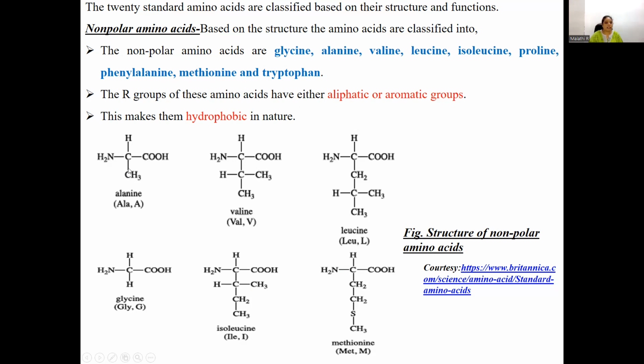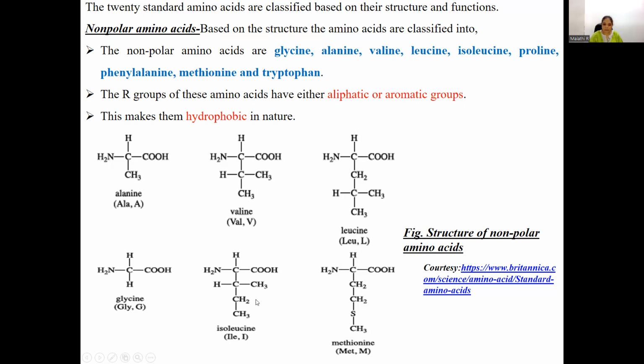Now if you see alanine, instead of R, only a CH3 group is there. For valine, we have C, CH3, CH3, and H. For leucine, CH2, C, CH3, CH3, and H. This will be the R group structure of leucine. And glycine is the simplest amino acid, where the R group is also H. Already one H is there in the amino acid, and the R group also is H in the case of glycine.